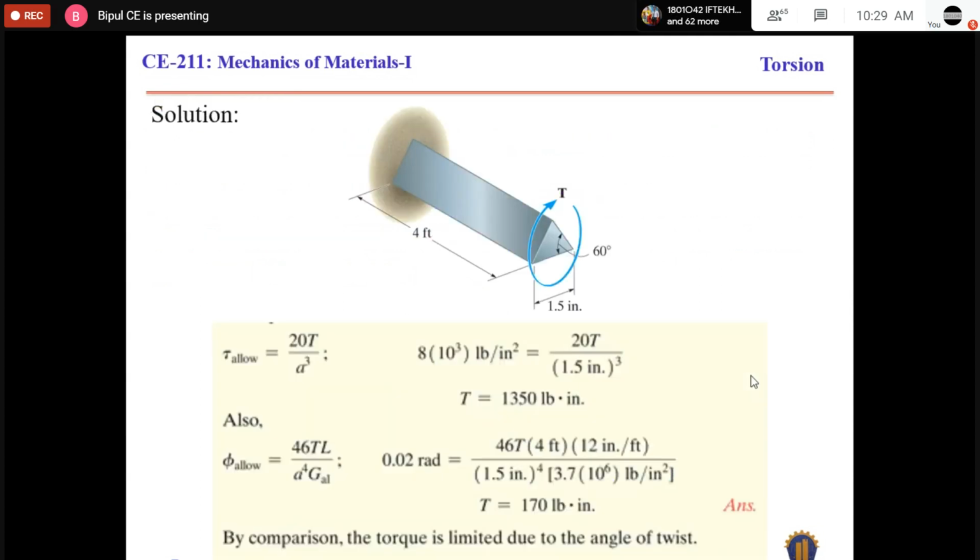So first, for the triangular section, the equation of maximum shear stress was 20T over a cubed. This maximum stress will be equal to the allowable stress, so tau allowable is 8 into 10 to the power 3 psi, and a is 1.5 inch. From this equation, we will get the maximum value of torque as 1,350 pound inch.